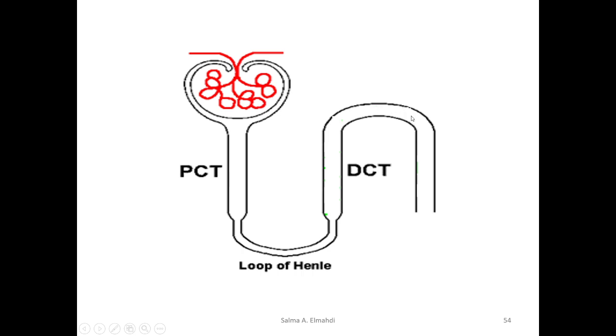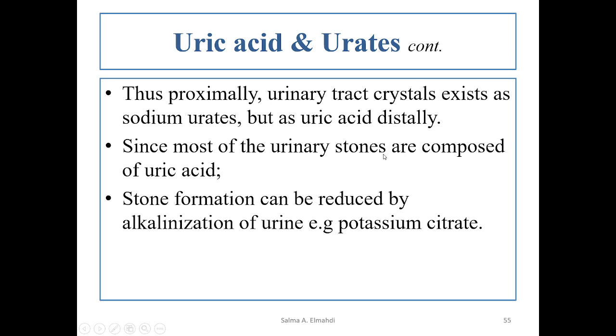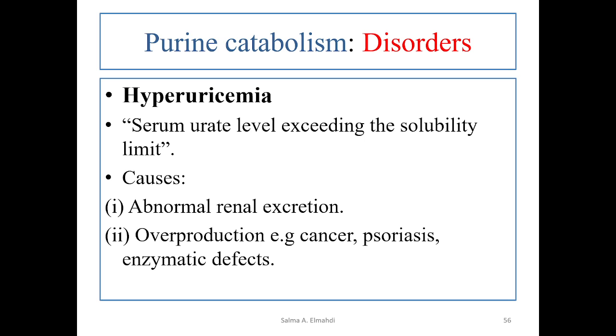So precipitation and crystallization are likely to occur distally in the tubules. Thus, proximally, urinary tract crystals exist as sodium urates, but distally they exist as uric acid. And since most urinary stones are composed of uric acid, stone formation can be reduced by alkalization of urine, for example, by using potassium citrate. And here, as we said, aspirin, because it increases the acidity, will increase the likelihood of formation of urinary tract crystals.